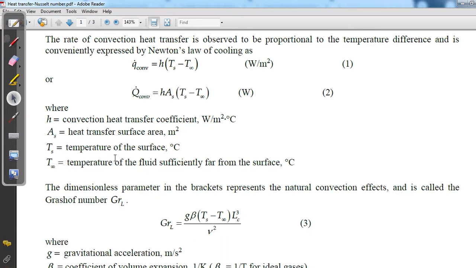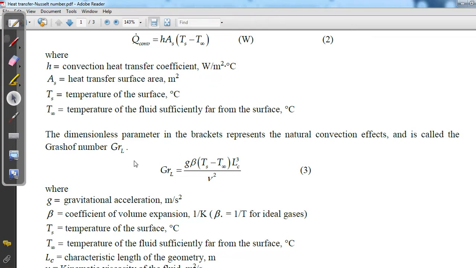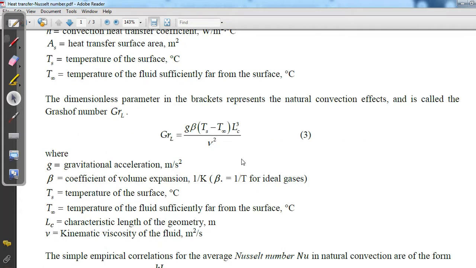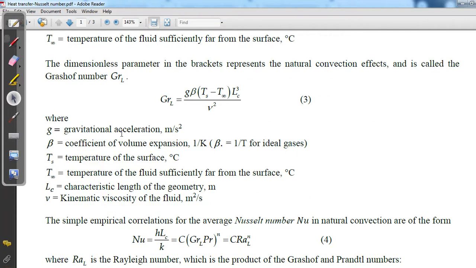Next we will need some dimensionless parameters in natural convection. The first number is the Grashof number. Right now, to solve this question, we just need the formula. How it comes, we will see in the theoretical lectures. The Grashof number is given by g beta (Ts minus T infinity) Lc cubed divided by nu squared. Here g denotes gravitational acceleration, beta is the coefficient of volume expansion, Lc is the characteristic length of the geometry, which will depend on what type of geometry is given, and nu is the kinematic viscosity of the fluid.